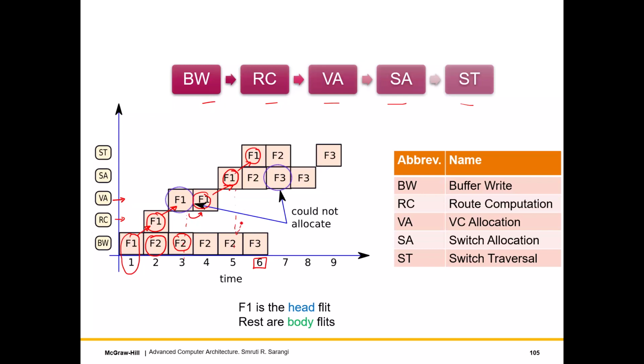F2 could now move to the switch allocate stage directly, because at this point F1 is gone, and only after F1, F2 would be allocated a switch, and it is going to go, because once it's allocated a switch, it needs to traverse and go. So F2 goes to this stage, and at this point F3 comes from the previous router. So it goes into the buffer write stage.